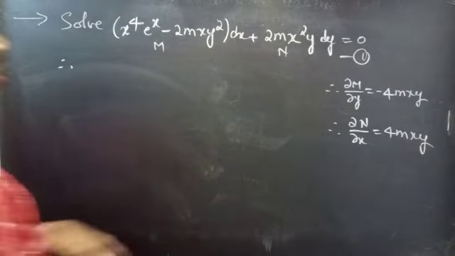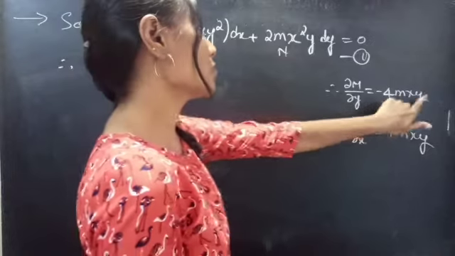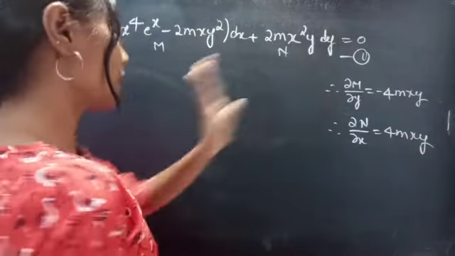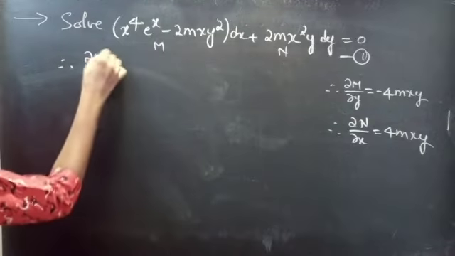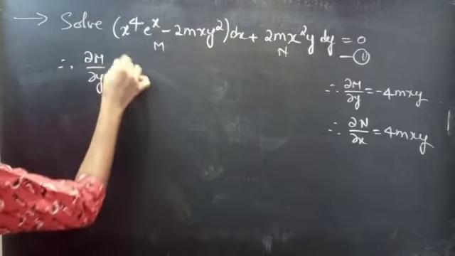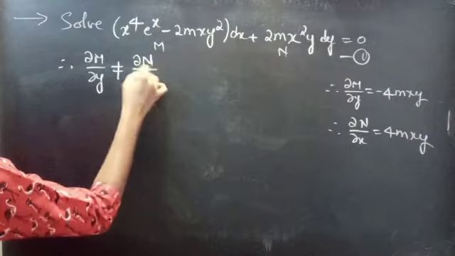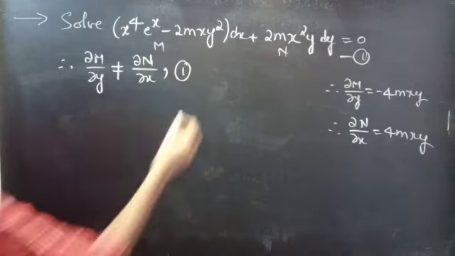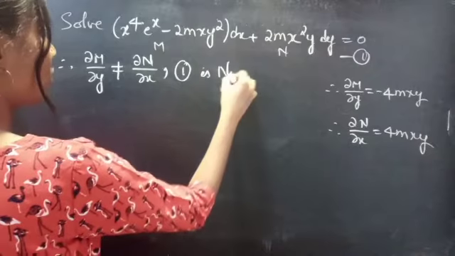Therefore, see here you have minus 4mxy and here plus 4mxy. From these two we can say that the partial derivative of M with respect to y is not equal to the partial derivative of N with respect to x. From this we can say that the given equation, that is equation 1, is non-exact.